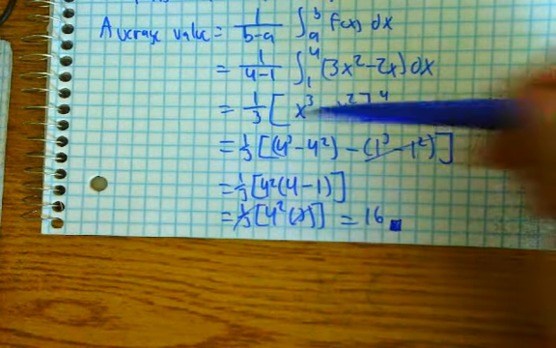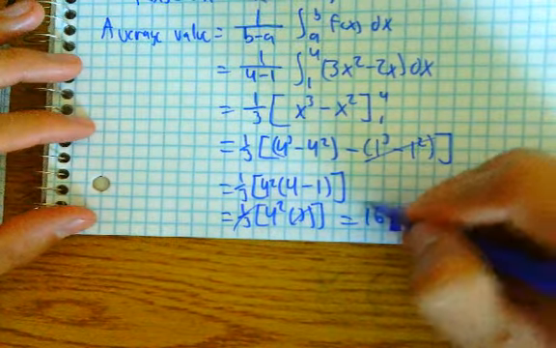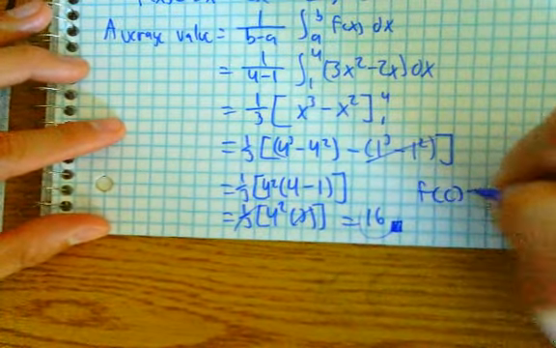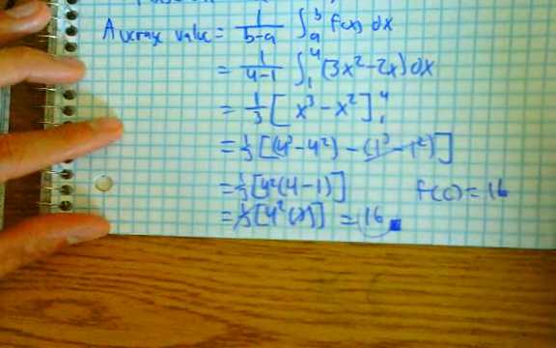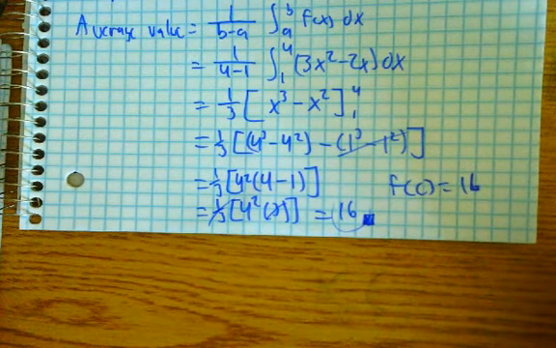Now, really what that means is that if I was to evaluate it at 16, that is the total area. That means that f of c is equal to 16. And I can figure out that c value by going back and using the mean value theorem. Okay?